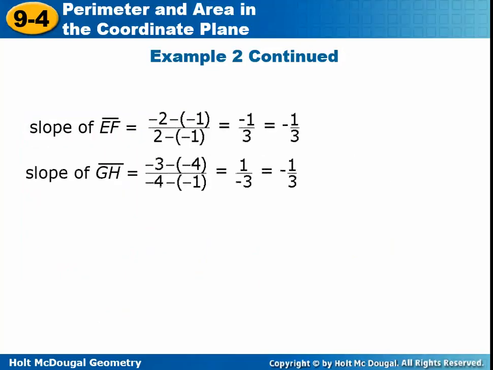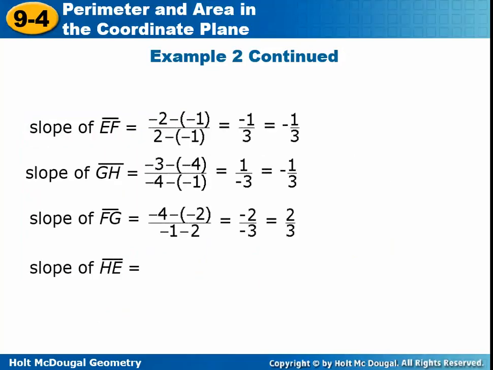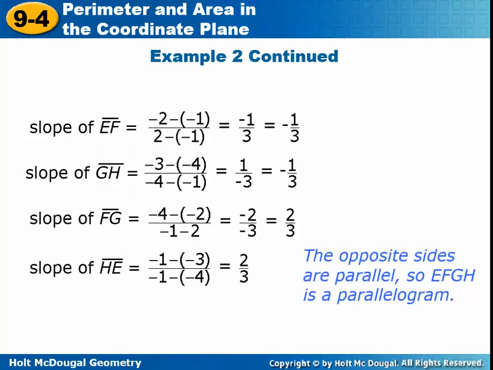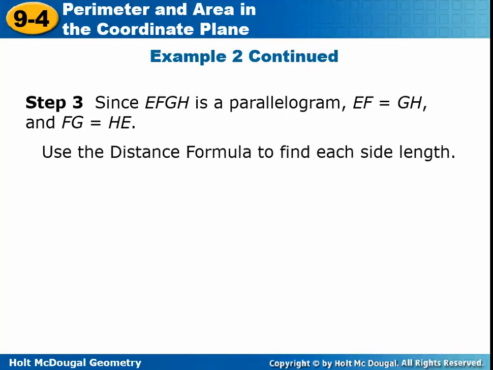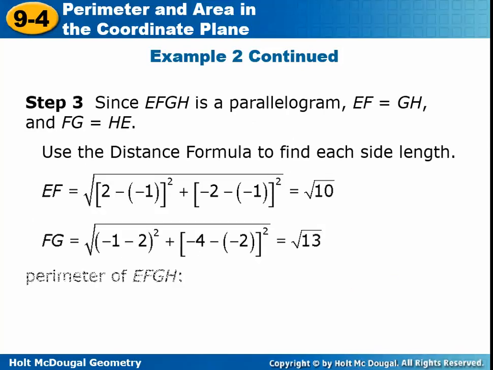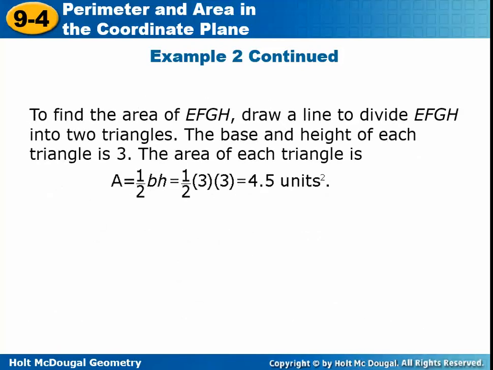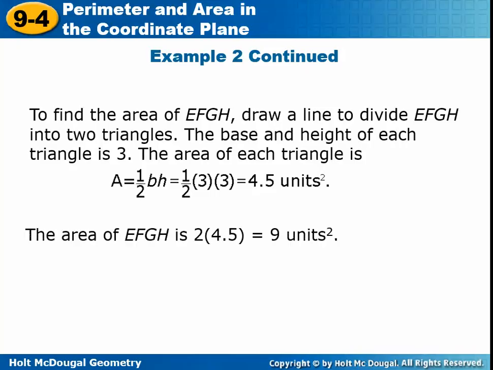So we got that we checked the slopes, opposite sides were parallel, so it's a parallelogram. Found the distance of each side, found the perimeter, and then we found that the area of the parallelogram is 9. So it was easier in this case to use the fact that there's two triangles there than it was to use the area of a parallelogram formula.